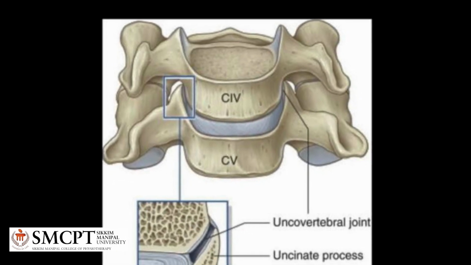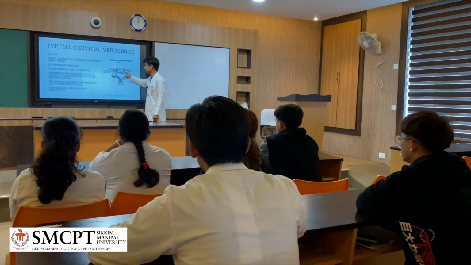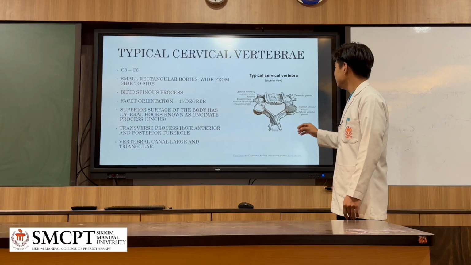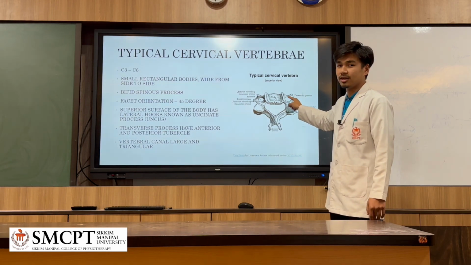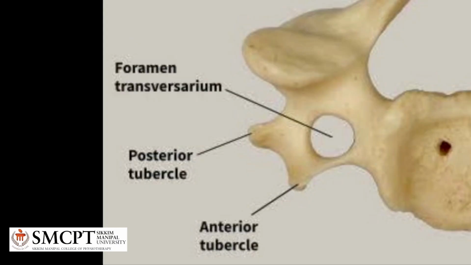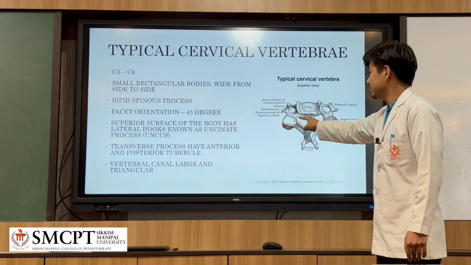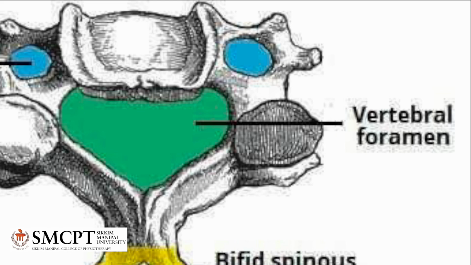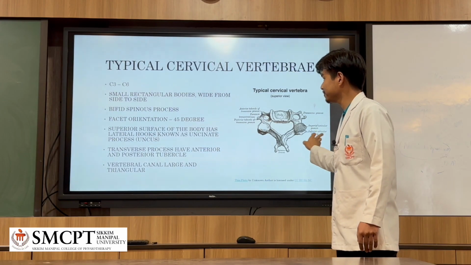The lateral hooks present at the margins of the body are known as uncinate process or uncus, and the transverse process of the typical cervical vertebrae has 2 tubercles, anterior and posterior. And the vertebral canal of the typical cervical vertebrae has a triangular shape and it is also large.